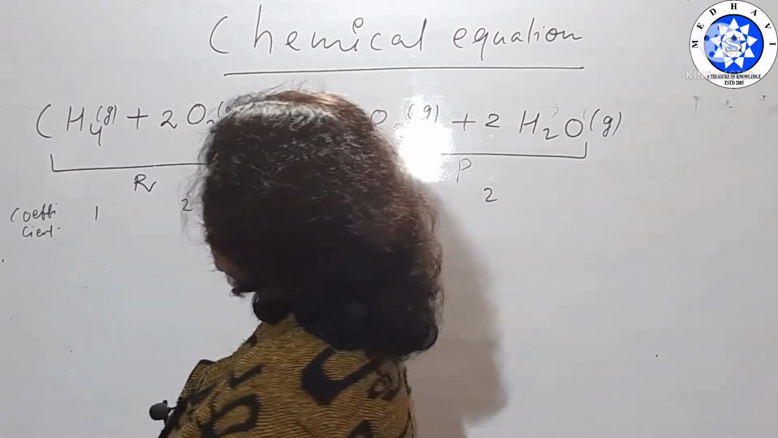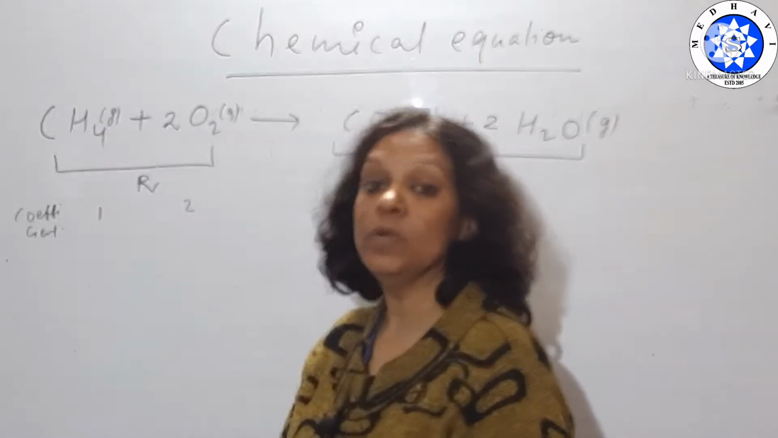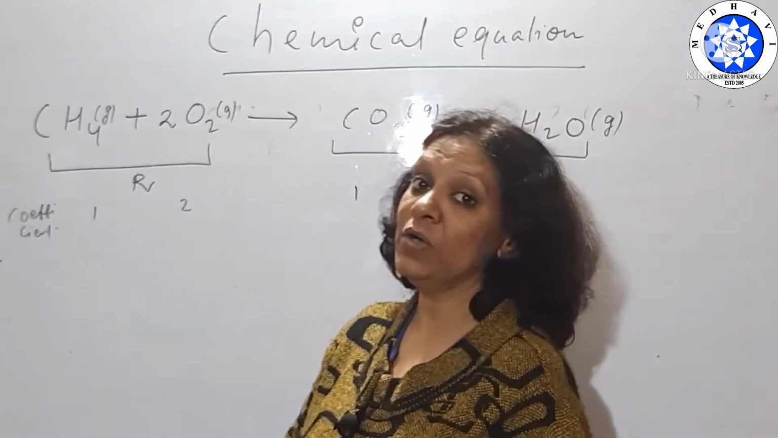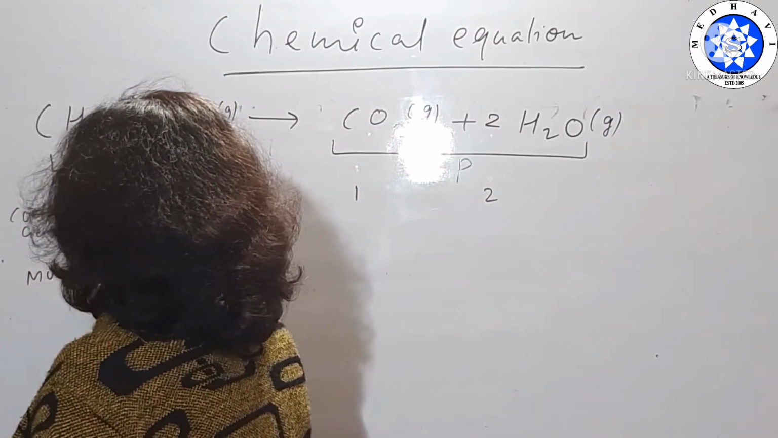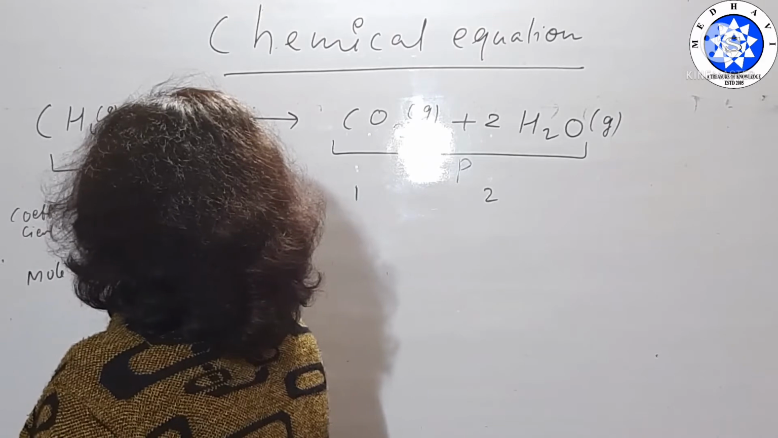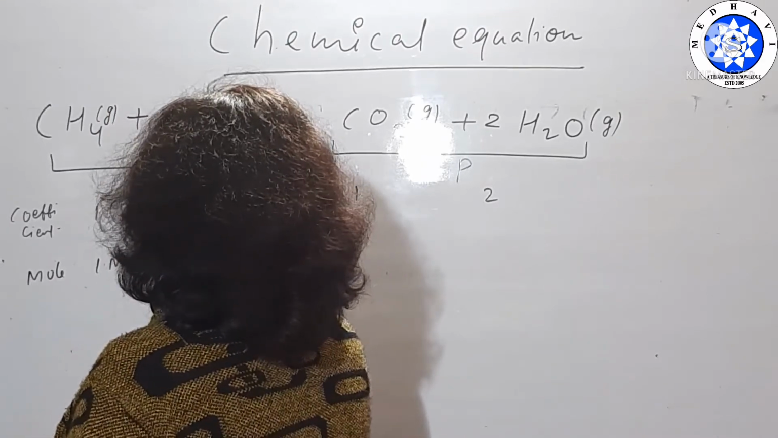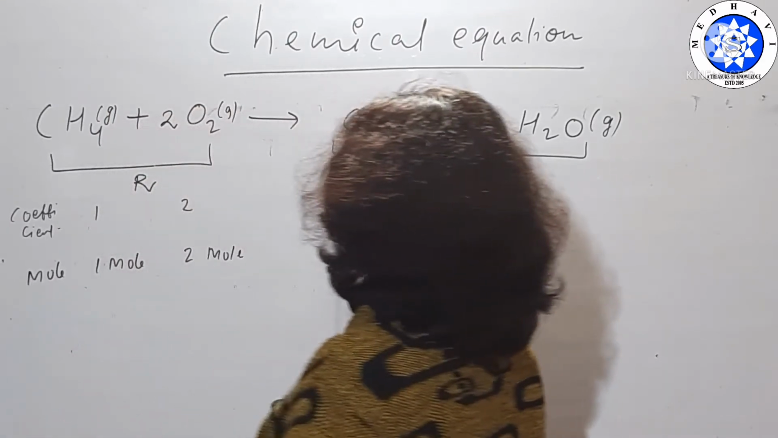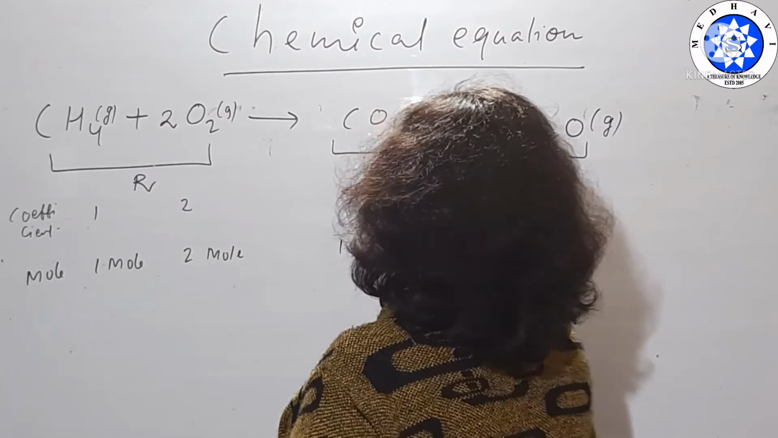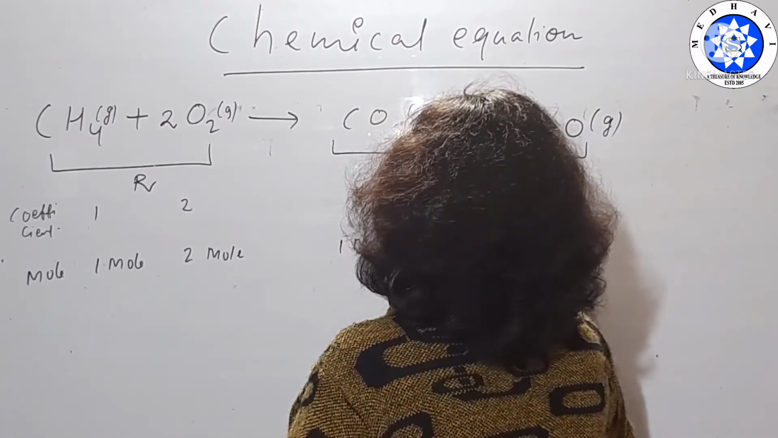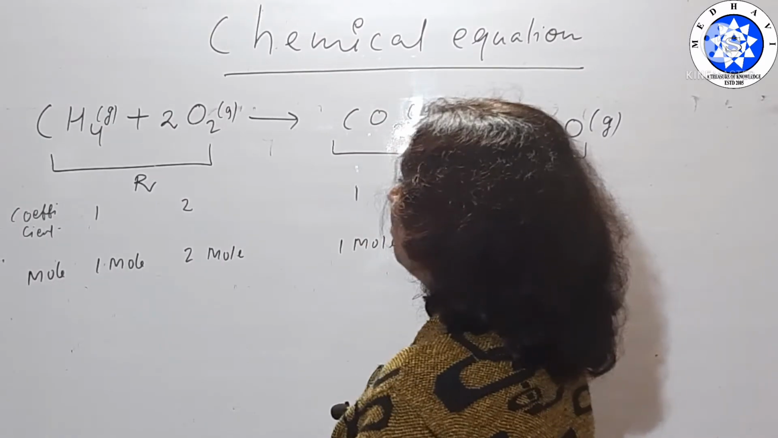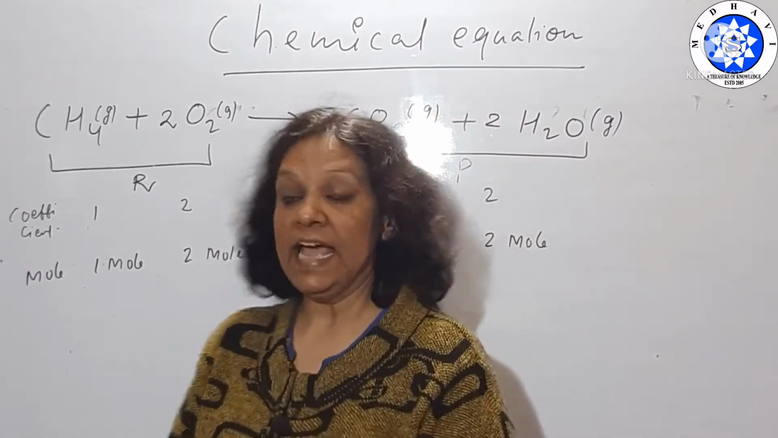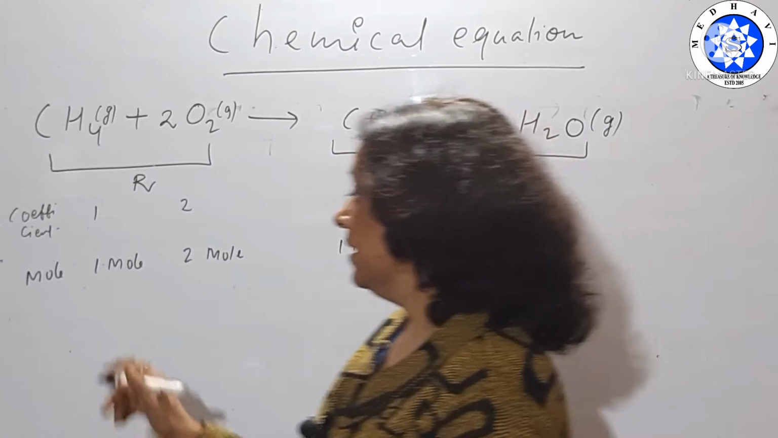Now, this coefficient is equal to the number of moles. It gives an idea about the number of moles. So you can say 1 mole of methane, 2 moles of oxygen, 1 mole of CO2, and 2 moles of H2O. So the coefficient is equivalent to the number of moles of the reactants as well as the products.